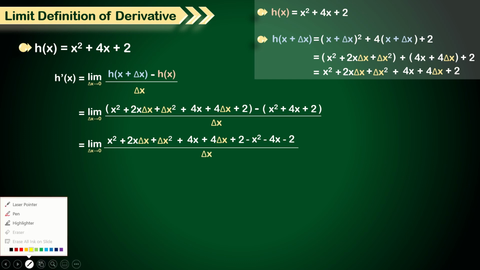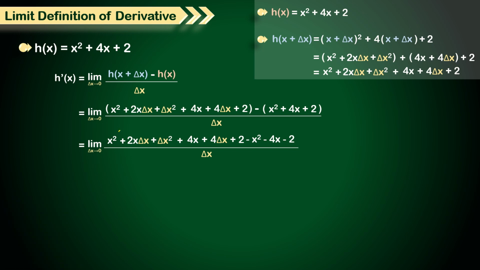Combine similar terms. x squared minus x squared is 0. 4x minus 4x is 0. And 2 minus 2 is 0. Then get the limit of the remaining terms. It is equal to the limit of 2x delta x plus delta x squared plus 4 delta x over delta x as delta x approaches 0.